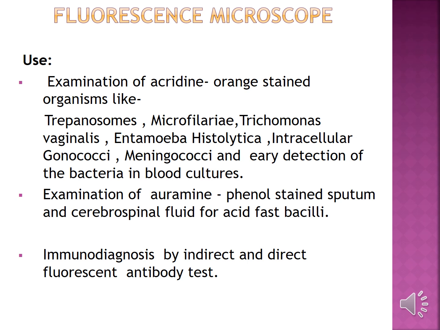Uses: examination of acridine orange stain in organisms like Microfilaria, Trichomonas vaginalis, Treponema, Entamoeba histolytica, and intracellular gonococci and meningococci. It can help in early detection in blood culture. Examination of rhodamine, auramine phenol stains of sputum and cerebrospinal fluid for acid fast bacilli can be done. Immunodiagnosis by direct and indirect fluorescent antibody test.